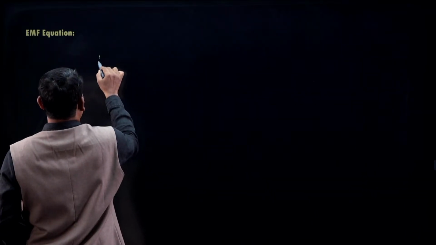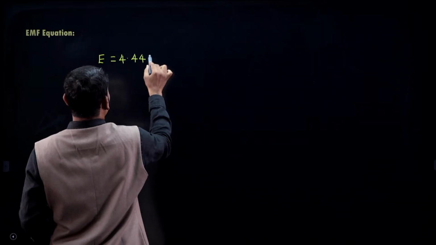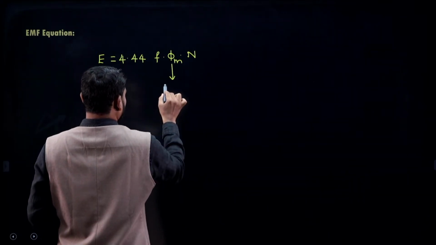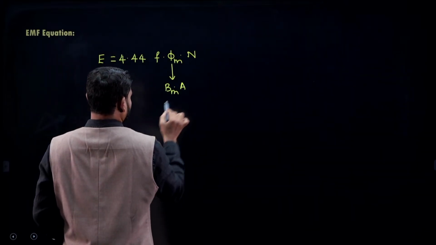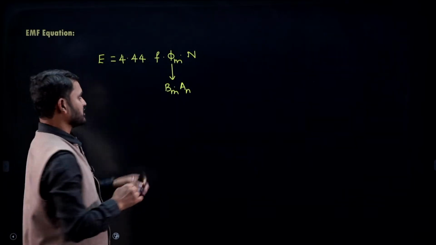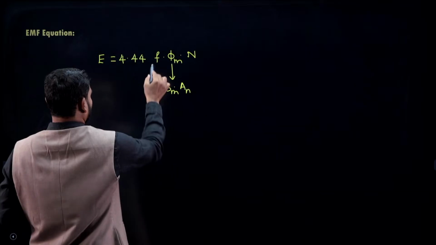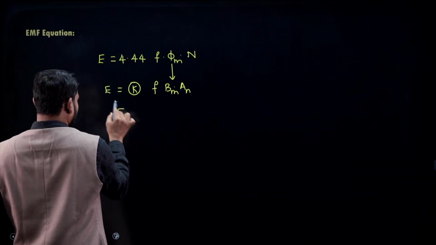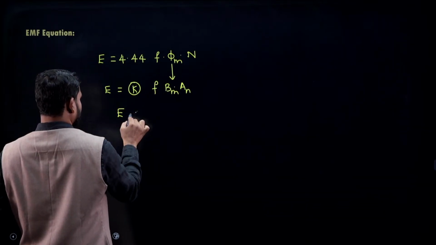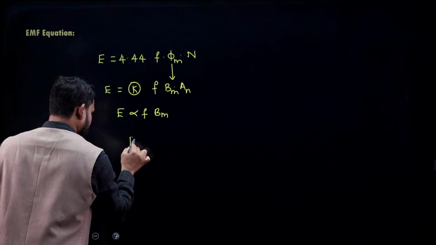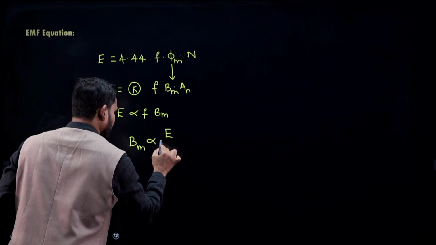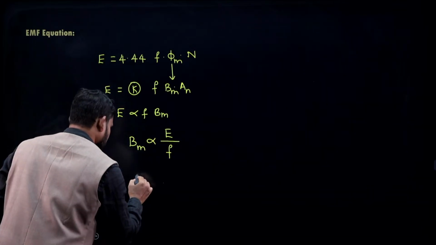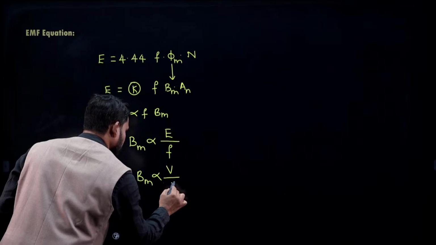Remember, I wanted to add one more point here. As we have 4.44 into F into phi m into N, I am writing this maximum flux as maximum flux density into area of cross section, generally net area of cross section, because flux density is flux per area. The rest is all the same. Now I can write that EMF depends upon frequency and flux density. I can rewrite this equation as the maximum flux density is directly proportional to EMF and inversely proportional to F. EMF is proportional to applied voltage, so I can rewrite this as voltage divided by frequency.